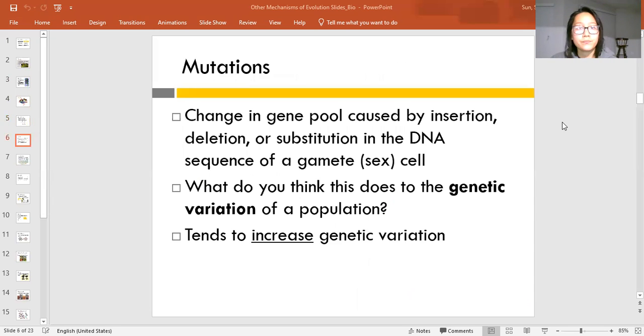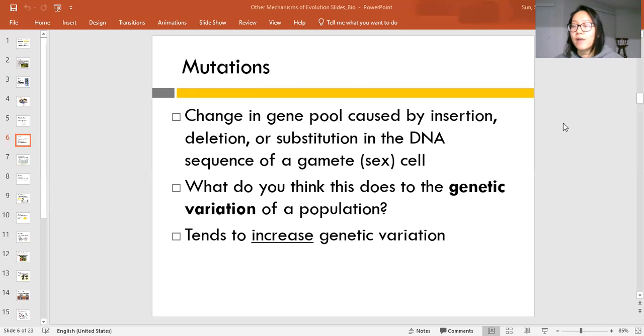Mutations. A mutation is a change in the gene pool caused by the insertion, deletion, or substitution in the DNA sequence, right? The DNA is like this long strand of a bunch of letters as we see it. And when you change those letters, that's a mutation. So it can be caused by random chance, it can be caused by UV rays from the sunlight, it can be caused by chemical exposure, right?